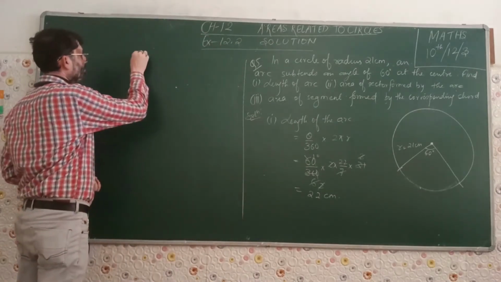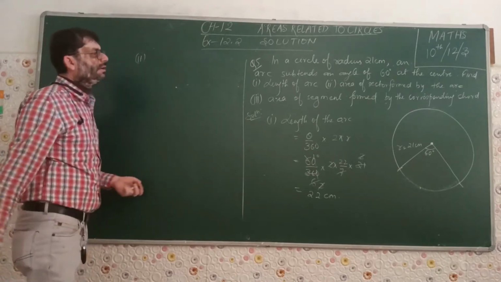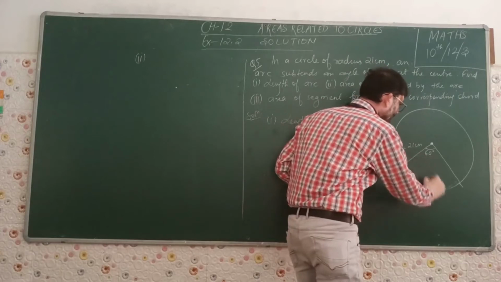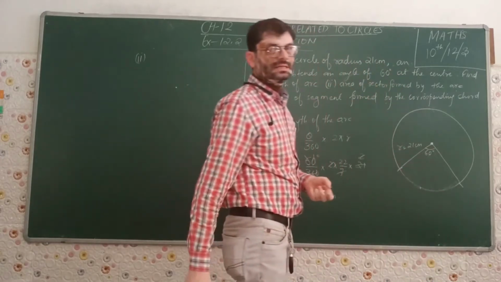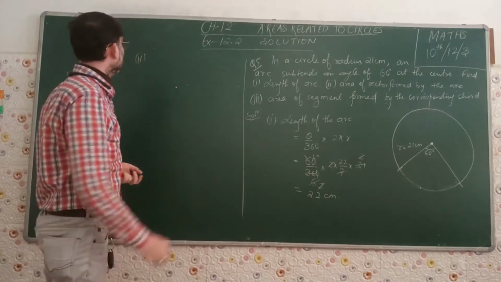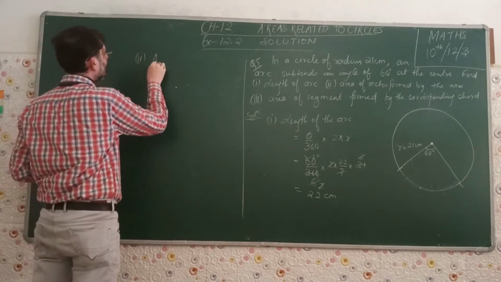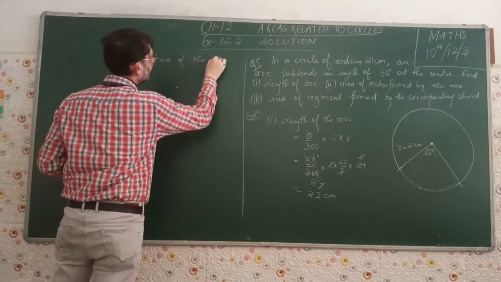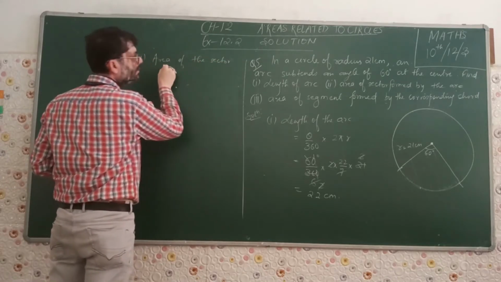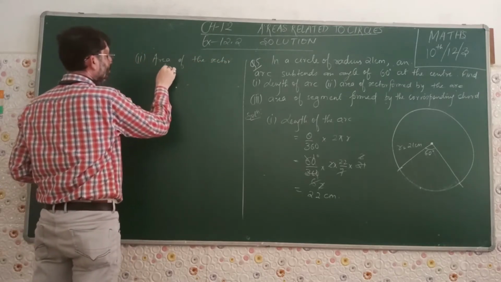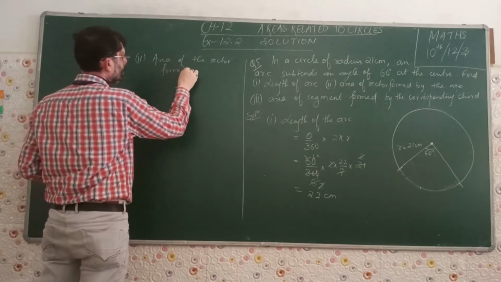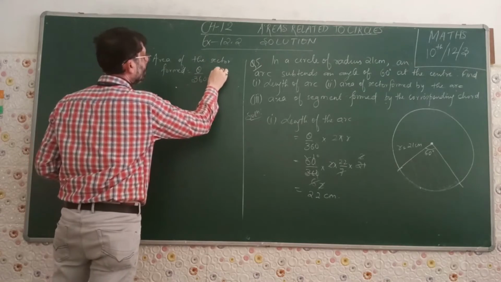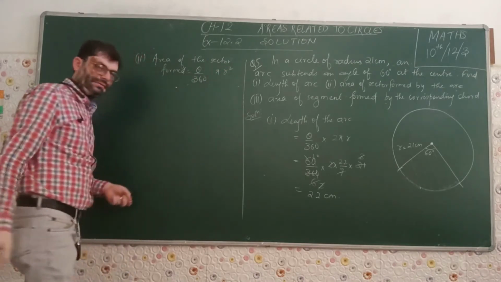Then bit 2. We need to find the area of the sector formed by the arc. That is, now we need to find the area of the whole sector formed by the arc. This is also very easy, and we know the formula for it. That is, the area of the sector formed is equal to theta by 360 into pi r square.